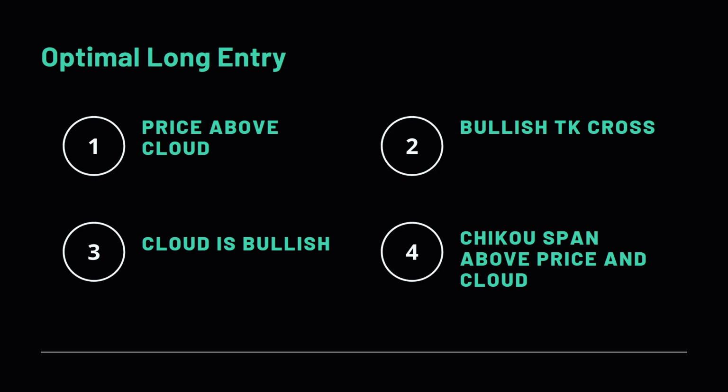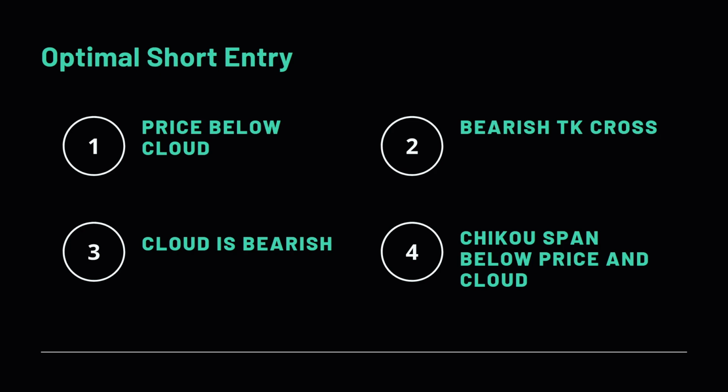But before we do that, I'm going to move to what an optimal short entry looks like. And you guessed it, it's going to be basically exactly what you see here, just flipped to the downside. So flip to the bearish side. For your optimal short entry, price should be below cloud. Again, typically if price is below cloud, that leans more bearish, so you would be looking for short entries most of the time.